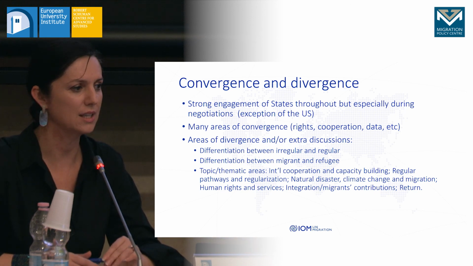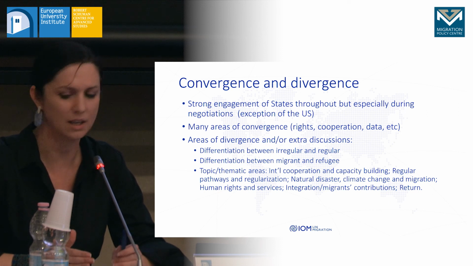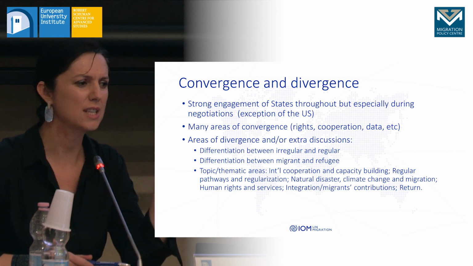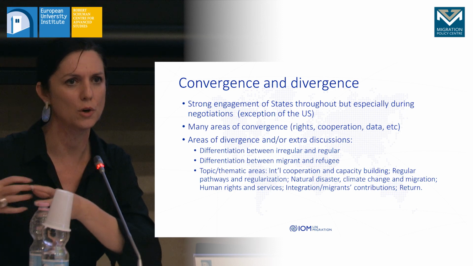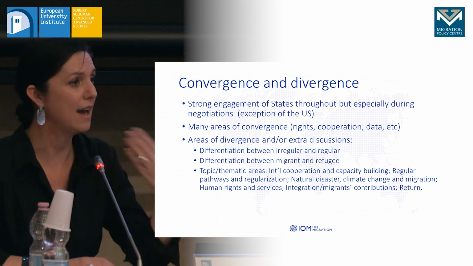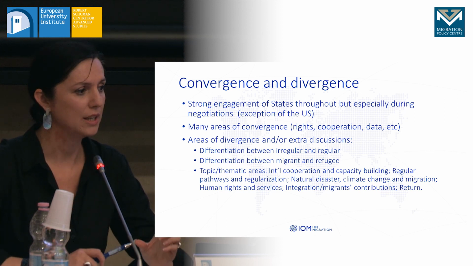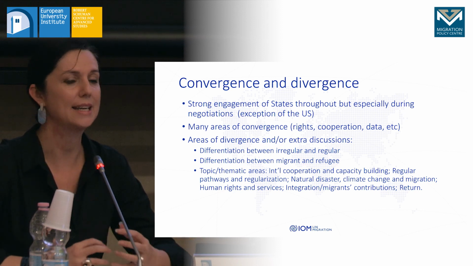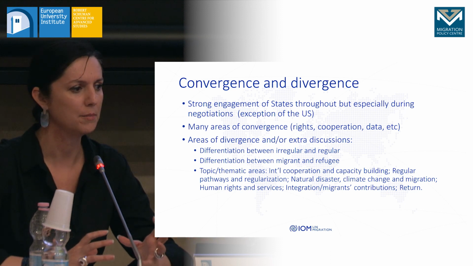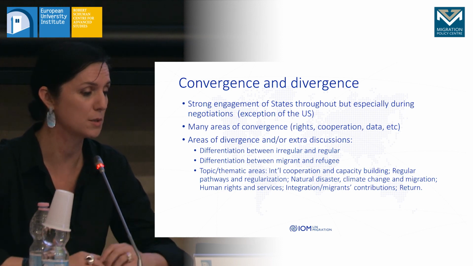There are many areas of convergence, and I can't list them all. The areas of convergence are much, much larger than the areas of divergence. And I've been very careful with the language here in terms of divergence. It's divergence and/or extra discussions. So some areas needed extra discussions in intergovernmental negotiations to work through. Some of those are now irrelevant. They have worked their way through. They have resulted in text within the actual compact itself. Again, careful wording. This is from the co-facilitators who are managing the process. Differentiation between irregular and regular, differentiation between migrant and refugee, and then the thematic areas where they had extra discussions. There are no real surprises there, partly because a lot of those do cross over different areas, different geopolitical areas, and also the differences between the two compacts as well.